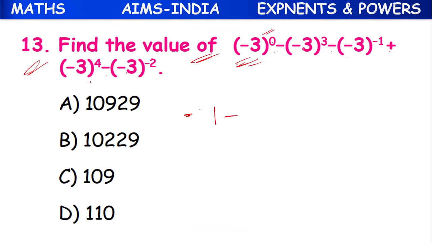Minus, here (minus 3) cube. The exponent is 3, an odd number, so in the bracket minus will come. Minus cube is minus, 3 cube is 3 into 3 into 3, 27.